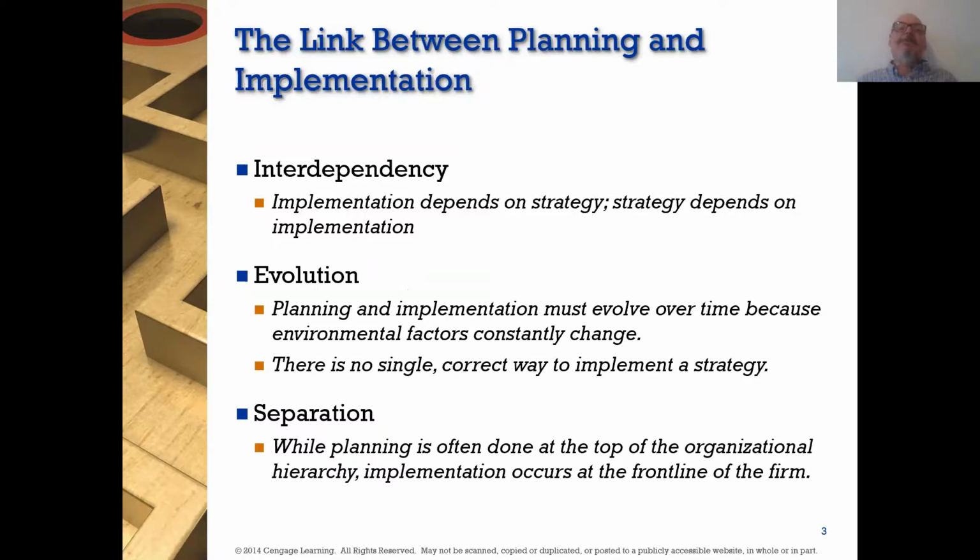And we talk about the link between planning and implementation. There's some interdependency involved, right? Implementation depends on strategy. Strategy depends on implementation. So strategy and implementation go hand in hand. There's evolution involved. Planning and implementation must evolve over time because things change. By the time you start your implementation and the time you end your implementation, a lot of things could have happened. So planning and implementation must evolve over time because environmental factors constantly change.